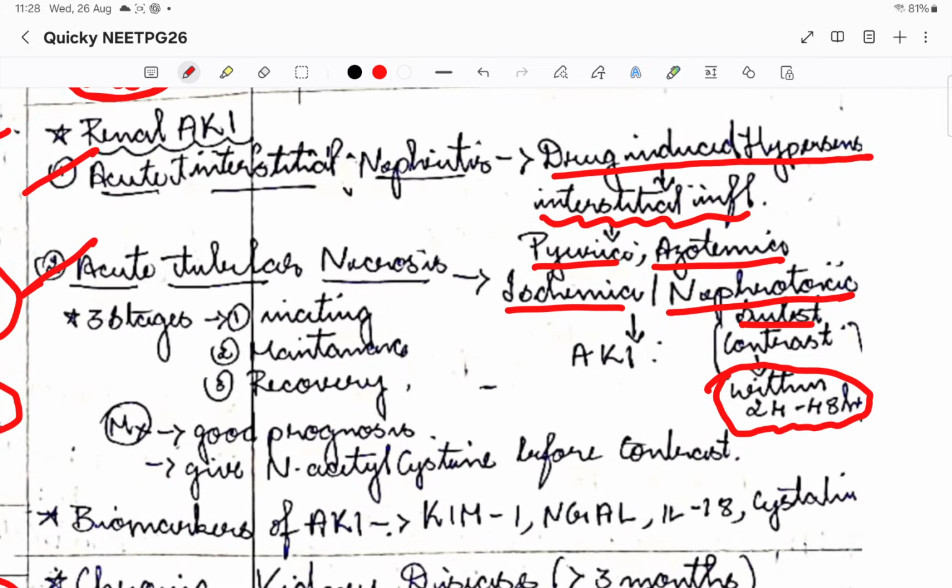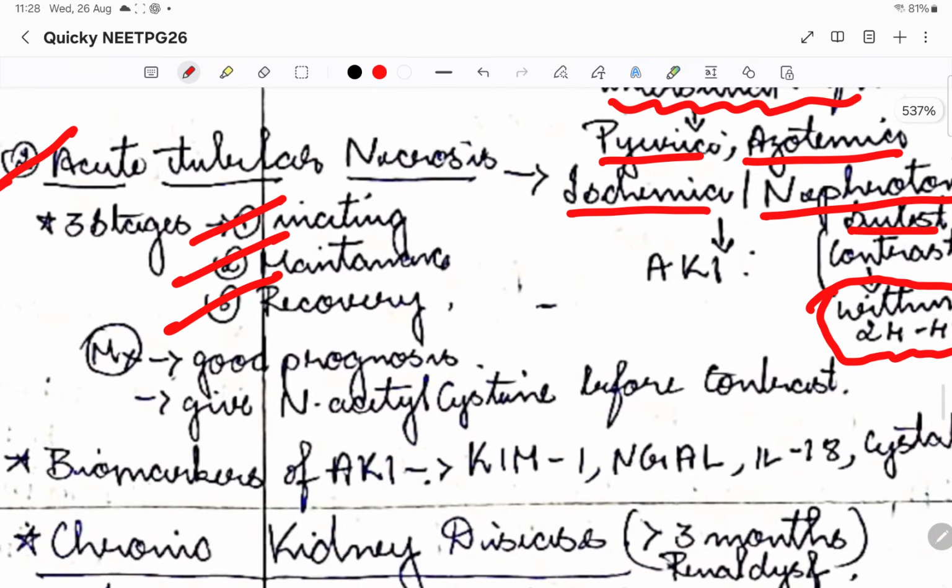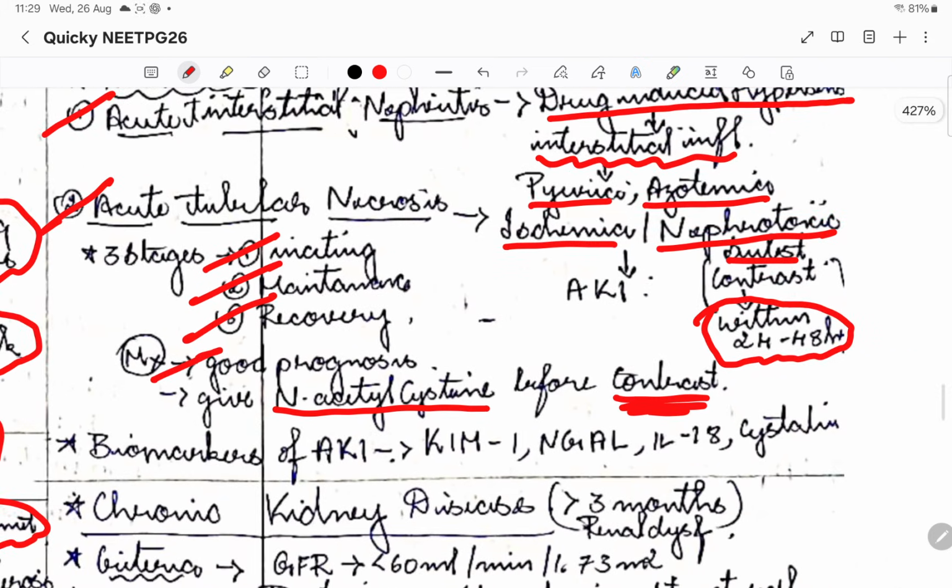Okay, so there are 3 stages of acute tubular necrosis. It is self-resolving actually, basically. So there is an initiating phase, then the maintenance phase and the recovery phase. So it will resolve on its own. Okay, so basically we need not do anything, just the supportive therapy. So basically management is good prognosis, it will resolve on its own. And please remember, that is why if there is a renal insult that might happen because of contrast, we will be adding N-acetylcysteine before giving the contrast. Okay, so this is everything with respect to acute tubular necrosis.